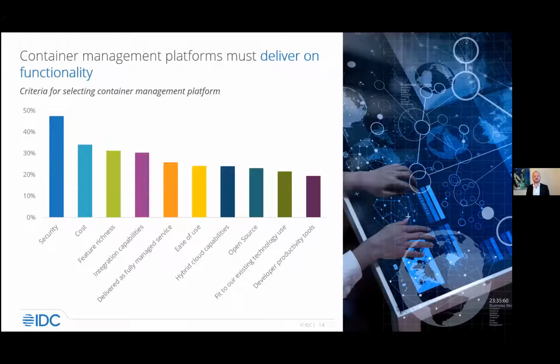But if we disregard those two things, it's about feature richness. It's about the ability to integrate easily. It's about ease of use. We also have managed services, but the focus is really first and foremost about the functionality that it needs to provide and how you actually need to be able to use it. And then some of the other ones come later here. You can see that on the slide.